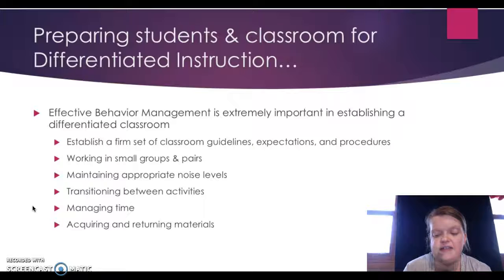A classroom behavior management system should be positively stated. It should use simple, specific terms. Expectations should be measurable and observable, and they should be very clearly defined expectations and behaviors. Some examples of procedures that you need to have around the classroom include what it's like to work in a small group, maintaining appropriate noise level, transitioning between activities, managing time, and accessing and returning classroom materials.